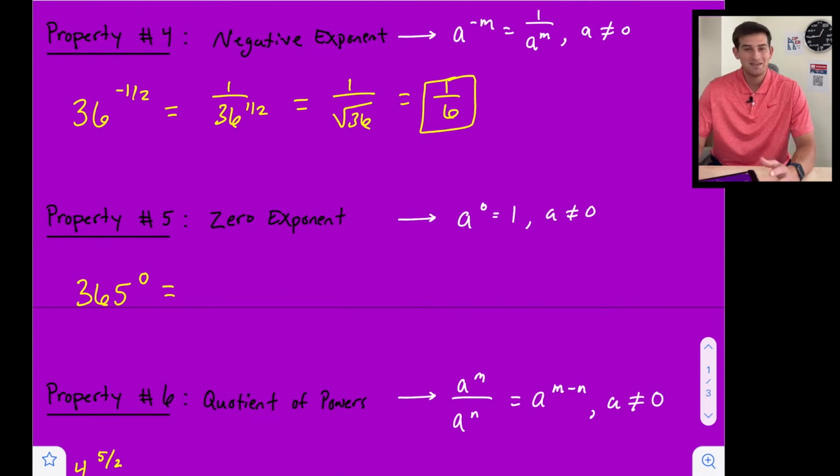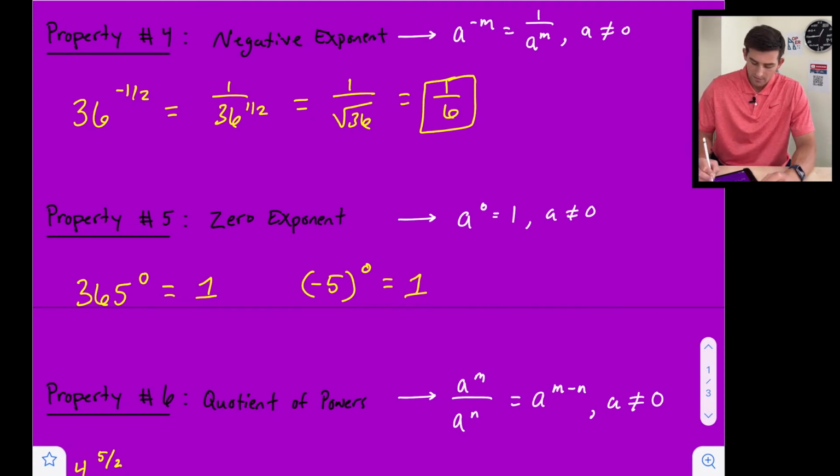We're going to say anything to the 0 power is 1, okay? So we see a to the 0 is equal to 1. So in this case, 365 to the 0 would be 1. Now, let me give you 2 bonus examples here. Let's say we had negative 5 to the 0 power like that in parentheses. So we would read that as negative 5 to the 0. Anything to the 0 power is 1, so that's still 1.